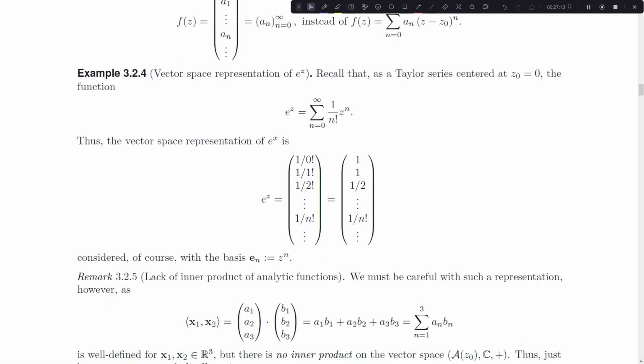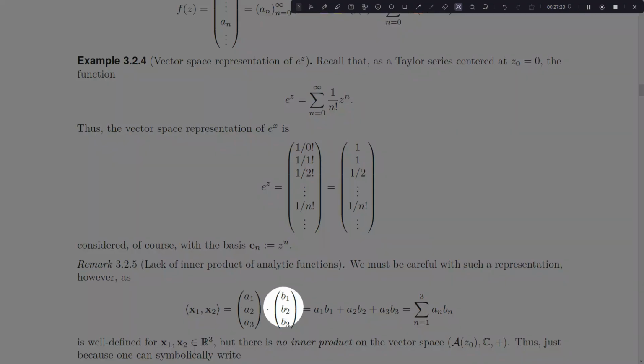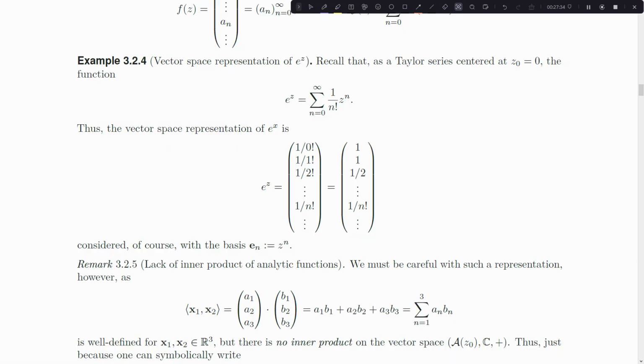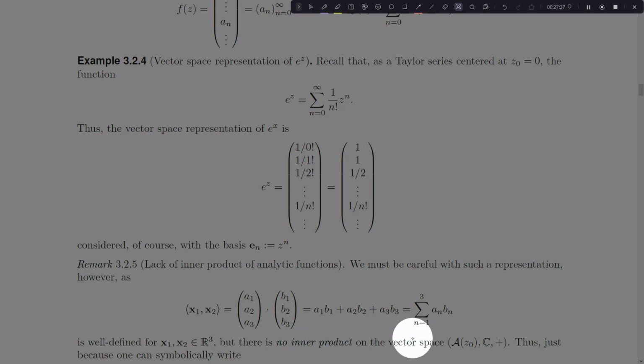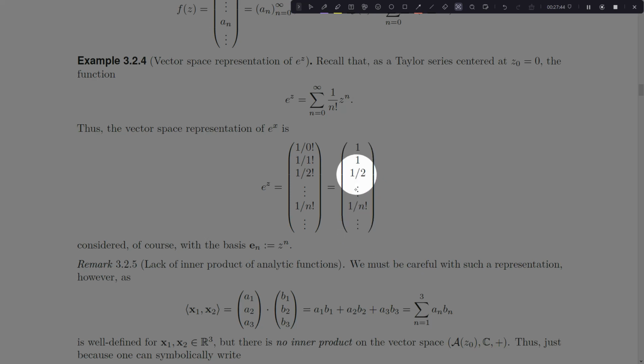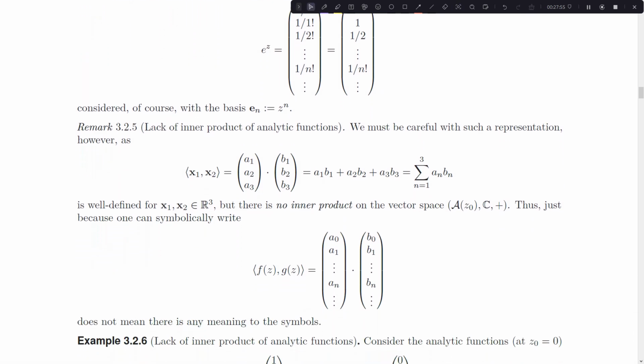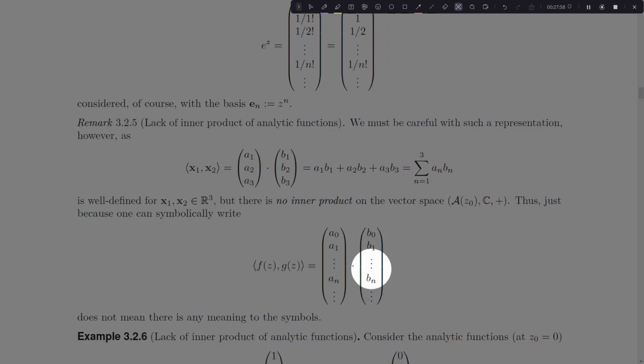Now this next remark is a little bit important, because we're very used to having the dot product in something like R3. The dot product is perfectly well defined in R3. If I take two vectors in R3 and dot product them, or use my new notation of the inner product, all I do is sum the entries. But I can't actually do that here. There's no inner product on the vector space of analytic functions. So this representation only gets me so far in its similarities to linear algebra. I can no longer think about inner products of these, and we have a nice little example here. Just because one can symbolically write the dot product of two of these elements doesn't mean that we apply a meaning to the symbols.